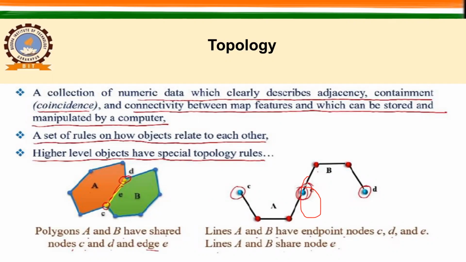So this is node C and D, right? And HE. So this yellow line is E here. Line A and B have endpoint node C, right? So this is node CDE. Line A and B shares E. So A and B shares E. So that is how we are defining this topology of any given vector data.